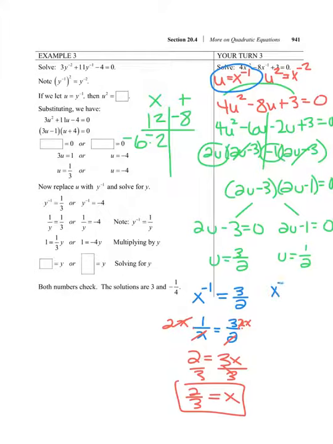So x to the negative 1 equals 1/2. So 1 over x equals 1/2. So clear the fractions, times 2x, times 2x. 2 equals x. So x is equal to 2 and x equal to 2/3.